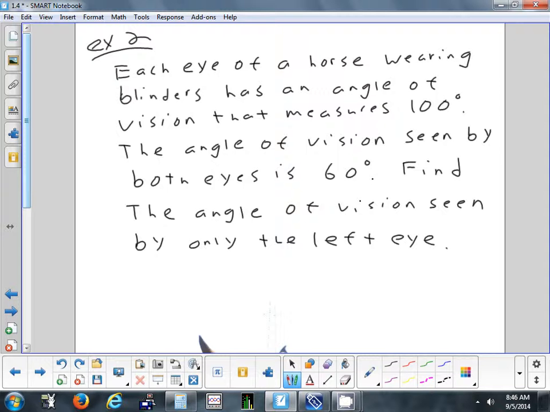Okay, so it says each eye of a horse that's wearing blinders can see 100 degrees. So the left eye has a 100-degree field of vision, and so does the right eye. But there's an overlap too, just like we have. There's an overlap where the left and the right eye both see 60 degrees. That's the field of vision that's overlapped between each eye. So what I want to do is try to find the angle of vision that's seen only by the left eye. Basically, if the horse covered the right eye, it's the part that is only seen out of the left eye.